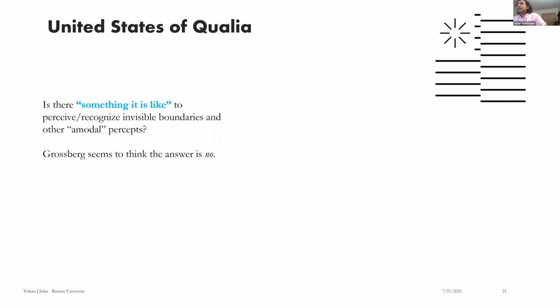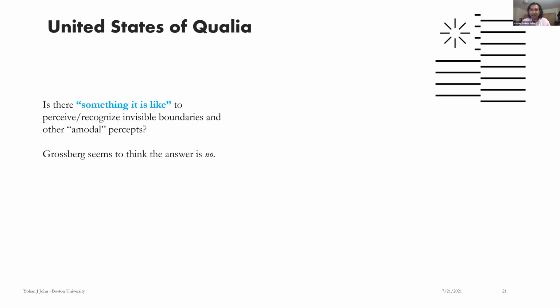So Steve actually talks about qualia in this chapter and kind of decides to disagree with John Searle, I think. So is there something it is like to perceive or recognize invisible boundaries, another amodal percept? So amodal means not belonging to any modality. Steve uses it in a more technical kind of way to include things within the visual domain that don't actually correspond to what we would think of as actual visual signals. There's something else. They're amodal. So Grossberg seems to think the answer is no, that those things do not come with any qualia attached.